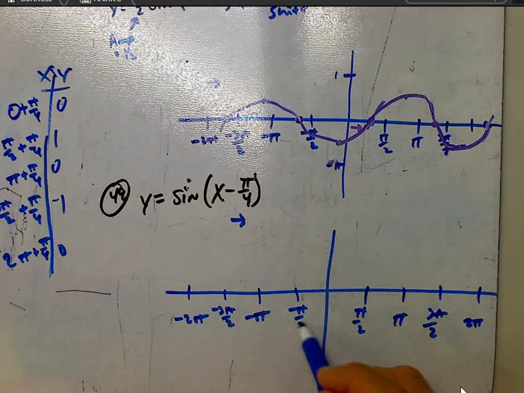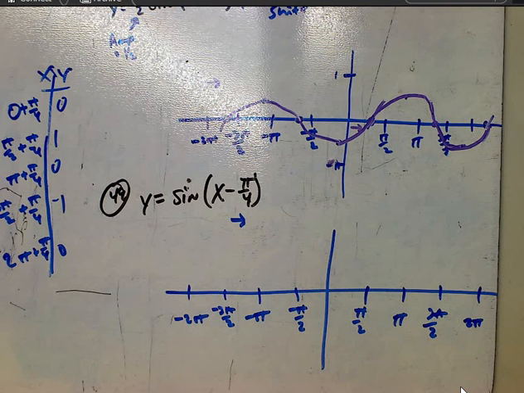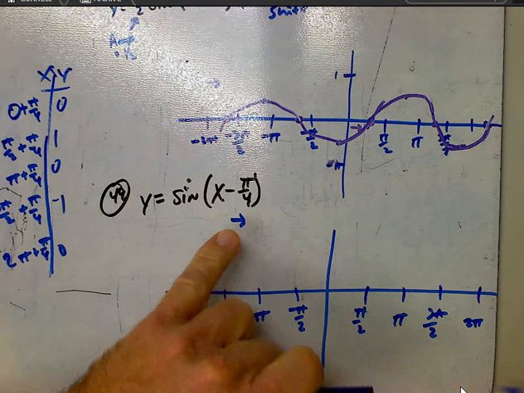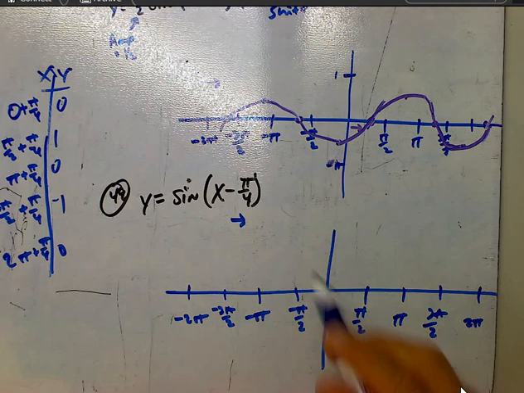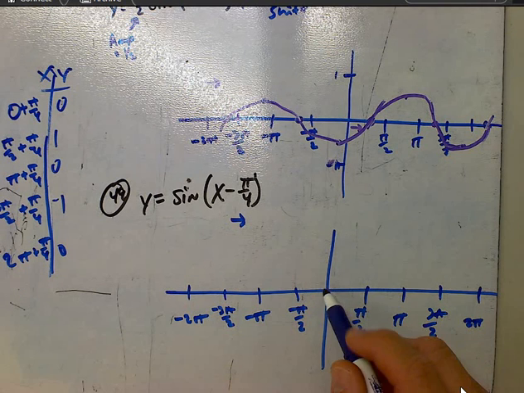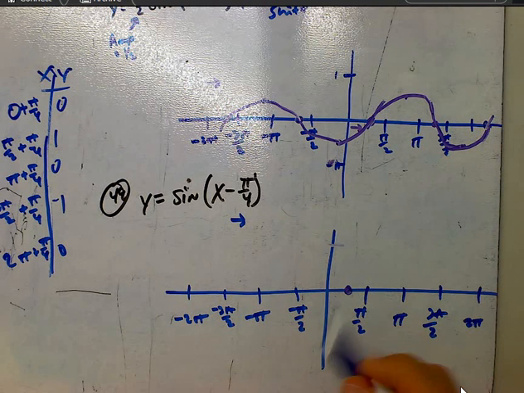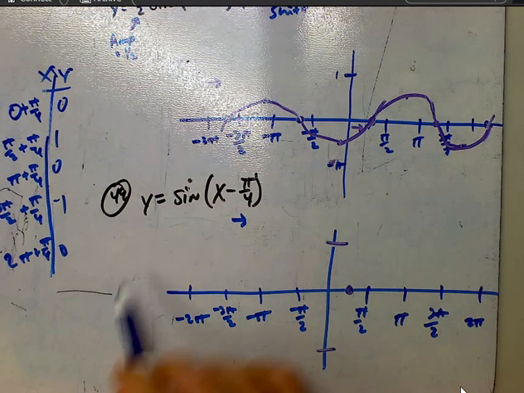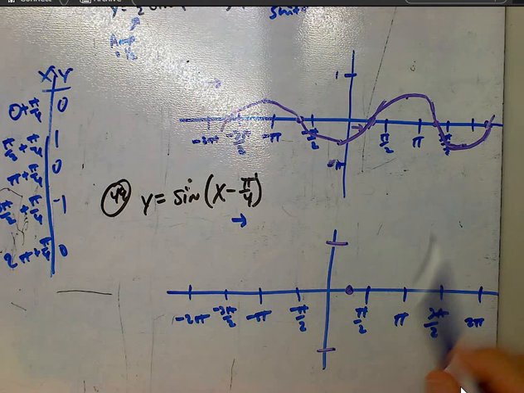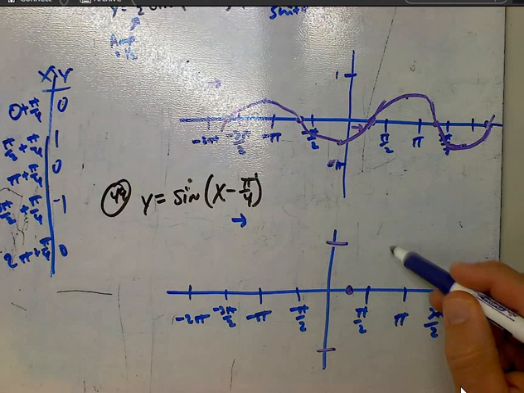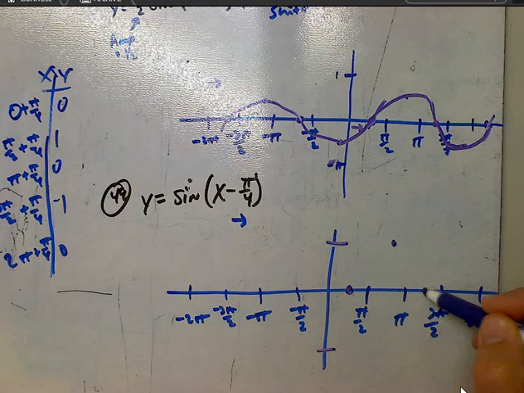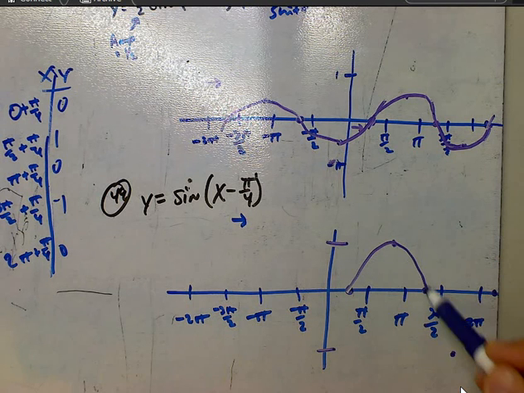All my points, again, are going to shift to the right pi over 4 because opposite for x. So instead of 0, 0, it's going to be 0 plus pi over 4 to 0. And these are going to go to 1. So instead of being pi over 2, shift over a fourth, shift over a fourth, shift over a fourth. And so this first period is like that.